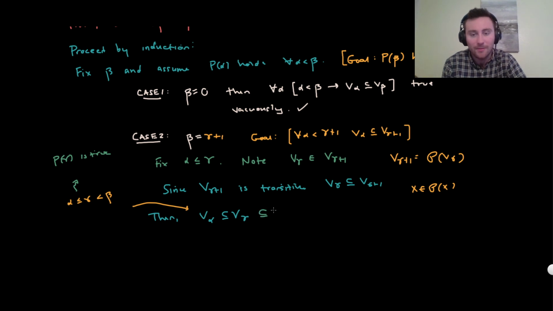Okay, but what do we know about V gamma? V gamma is a subset of V gamma plus 1 by this statement right here. But, well, that's what we wanted to prove. We just proved that V alpha is a subset of V gamma plus 1, which is equal to V beta, which is what we wanted.